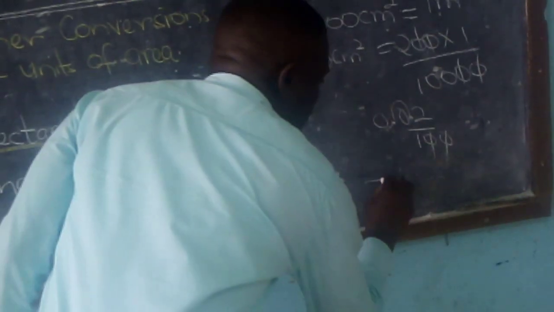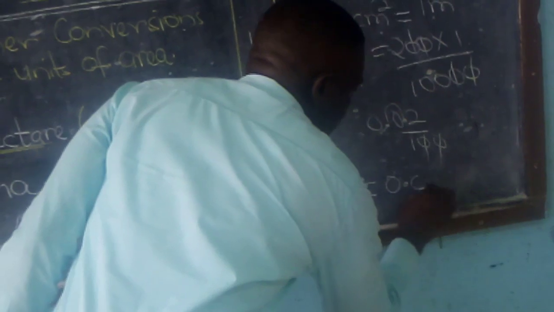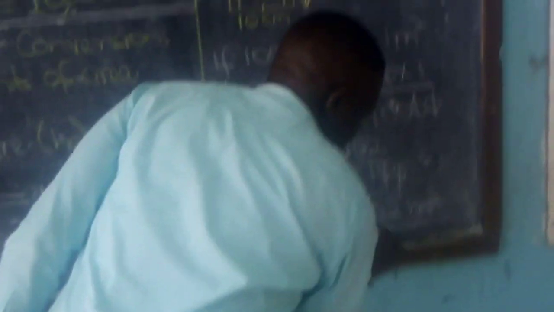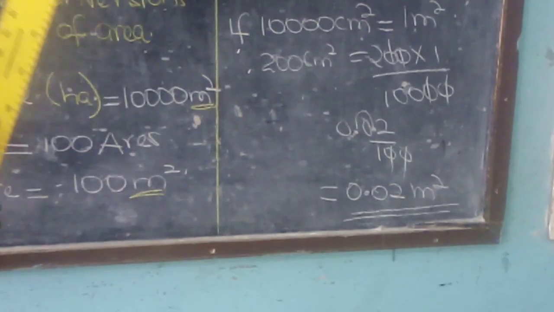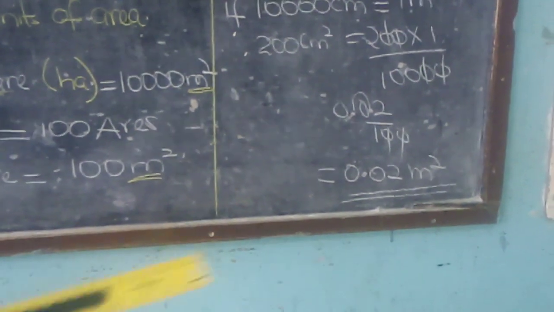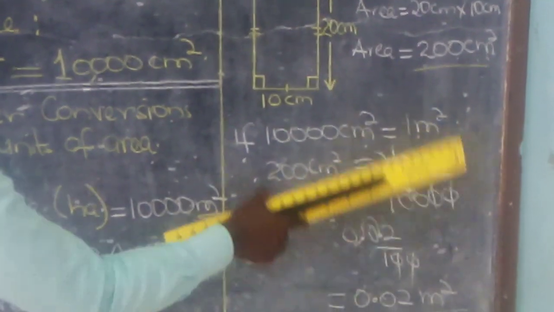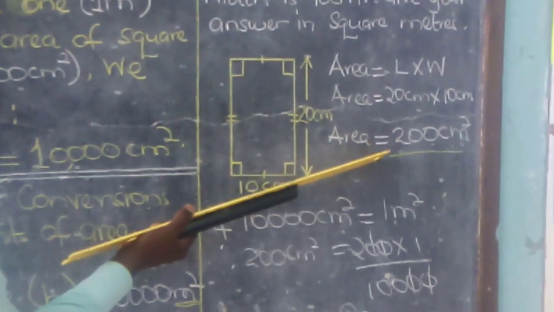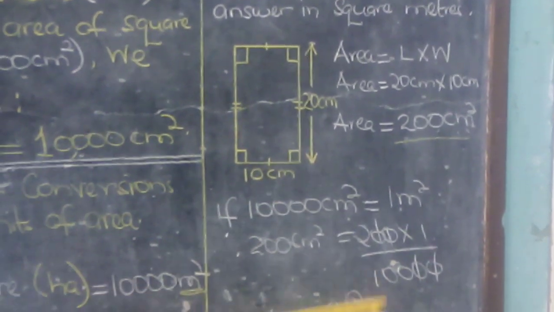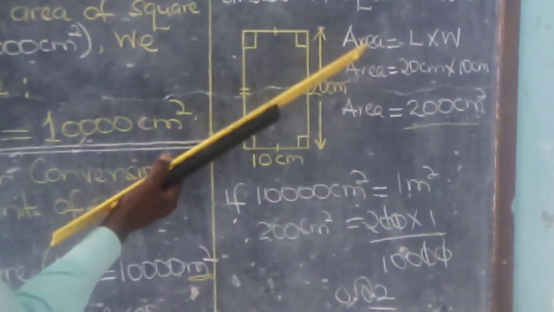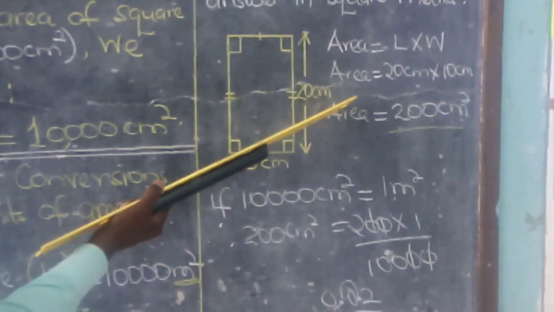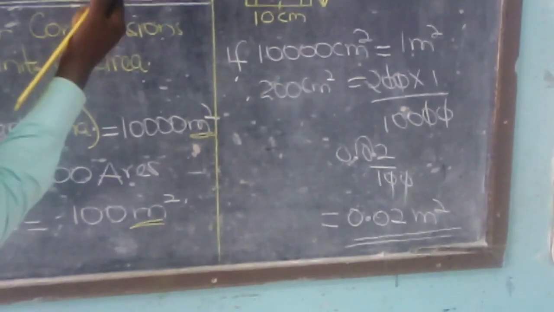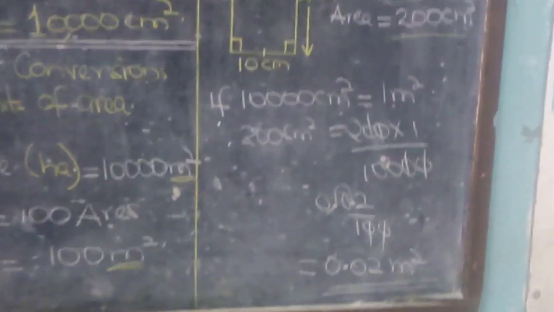So the answer would be 0.02 square meters. The conversion began here. So the first thing to do is to find the area in square centimeters. Then you convert to square meters. So step 1, find the area in square centimeters. Step 2, convert into square meters. I hope you have understood that.